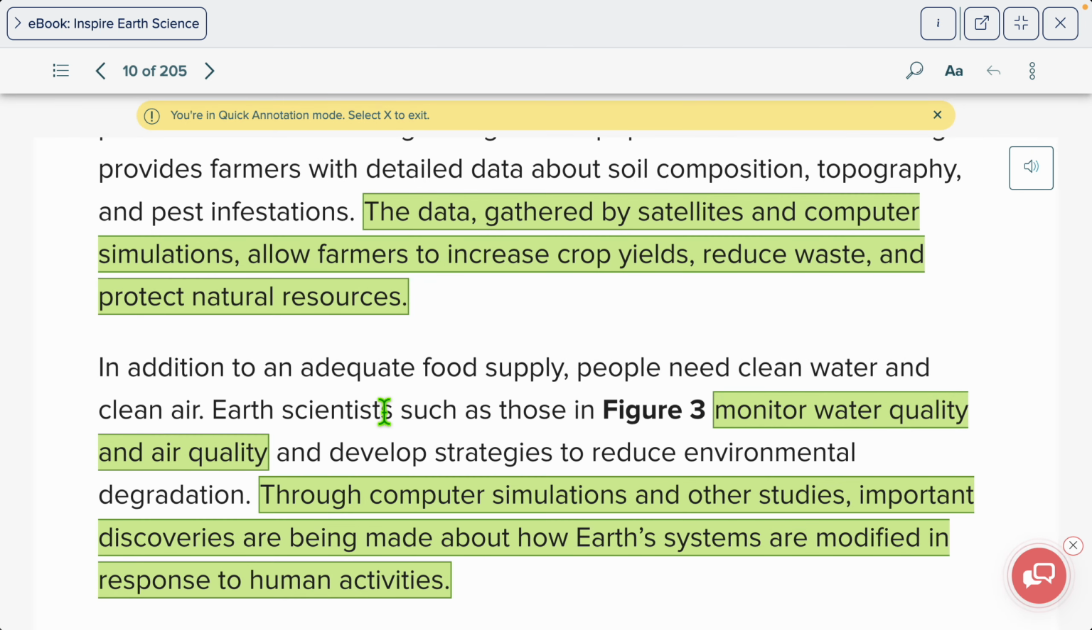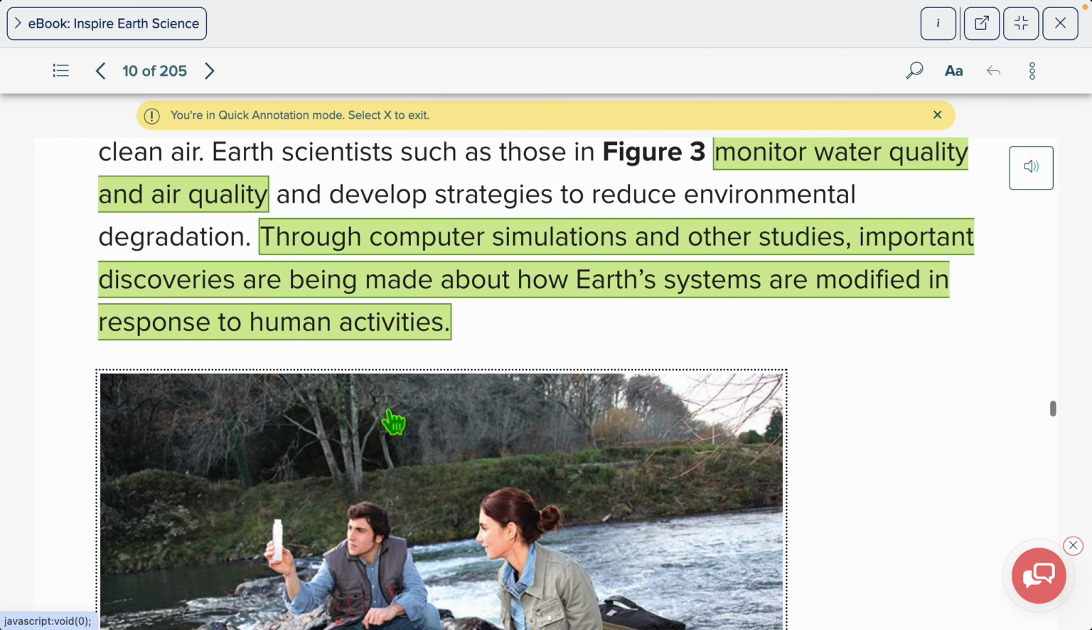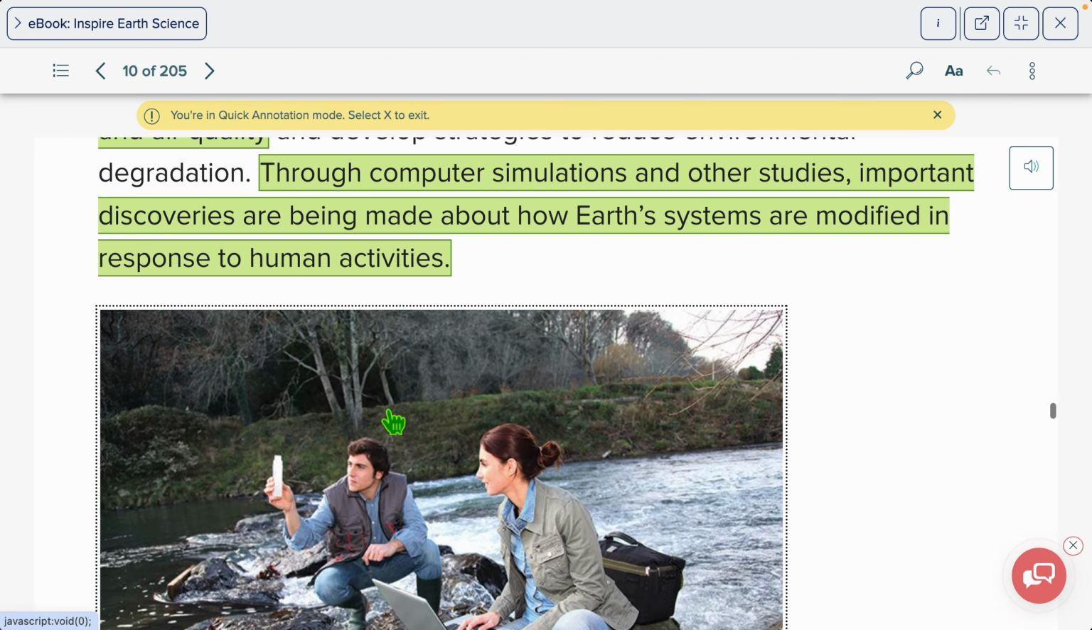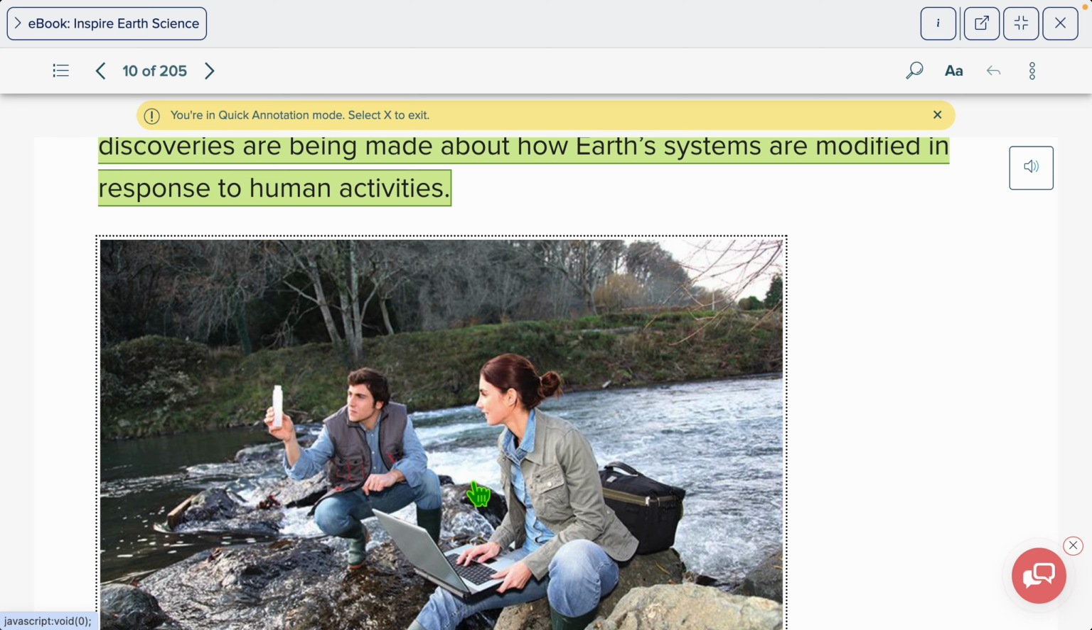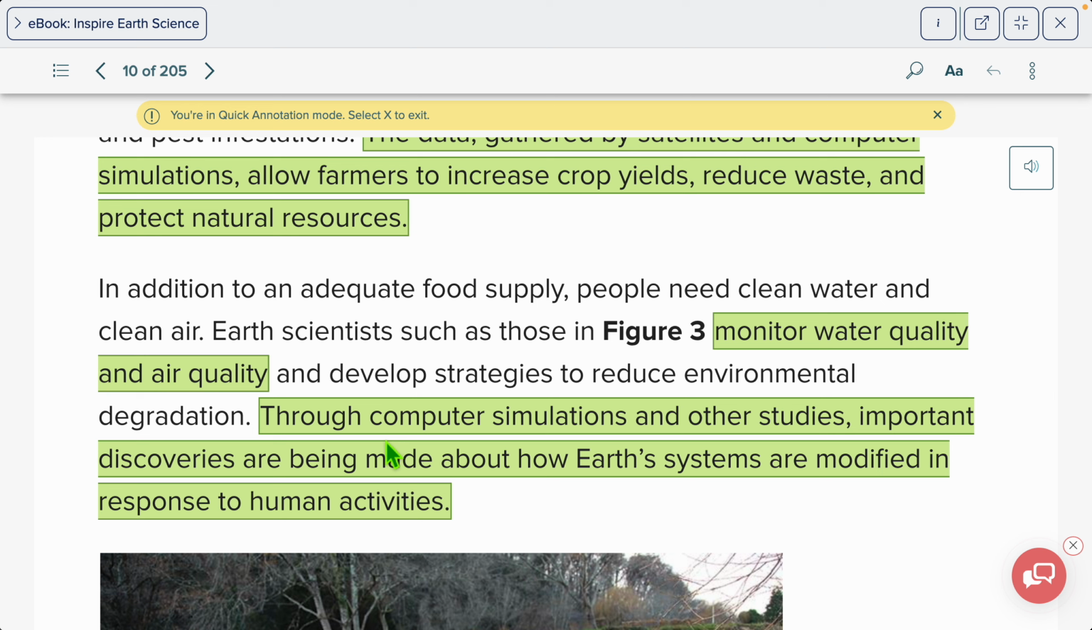In addition to an adequate food supply, people need clean water and clean air. So earth scientists, such as those in Figure 3, monitor air quality and water quality and develop strategies to reduce environmental degradation. So they're doing water testing here, water sample testing, or water quality testing. Through computer simulations and other studies, important discoveries have been made or are being made about how Earth systems are modified in response to human activities.